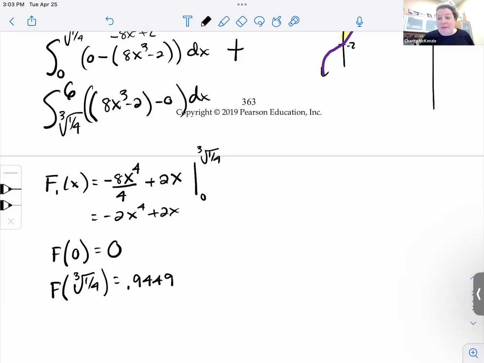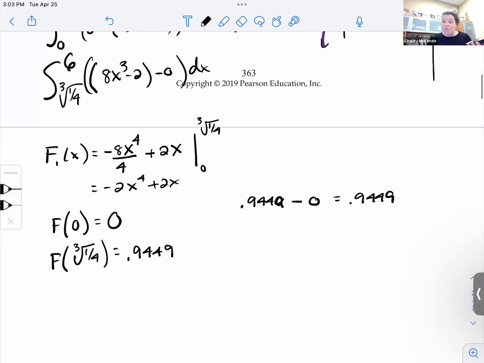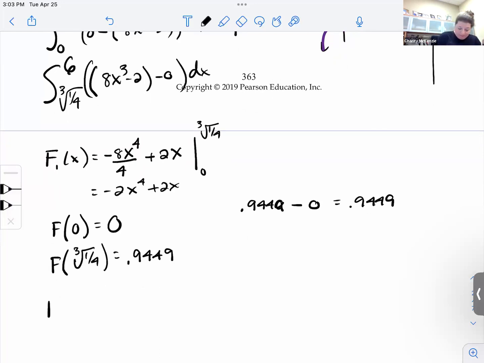Okay. So what did we do for this? We subtract those, top minus the bottom always, because that's our higher one, right? So this one will evaluate to, top number was 0.9449, minus the 0. So I get a total value of 0.9449. Okay, so then let's do that again with our second function.